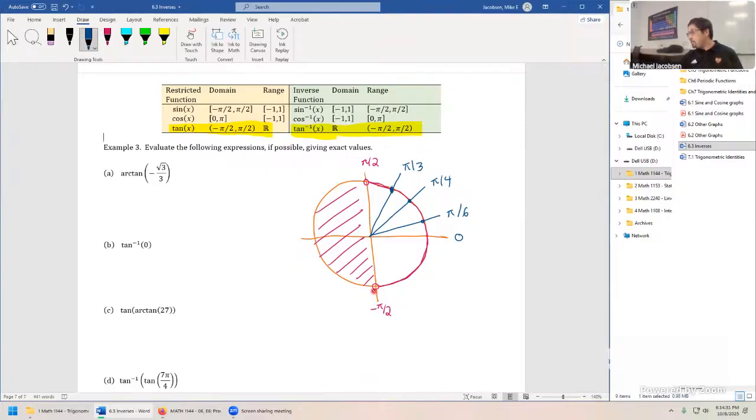The angles that could work for us going this way are negative pi over 6, negative pi over 4, and negative pi over 3. We can't actually use pi over 2 or negative pi over 2. Tangent at 0 is 0, so this one doesn't work as well. It's just down to these three.